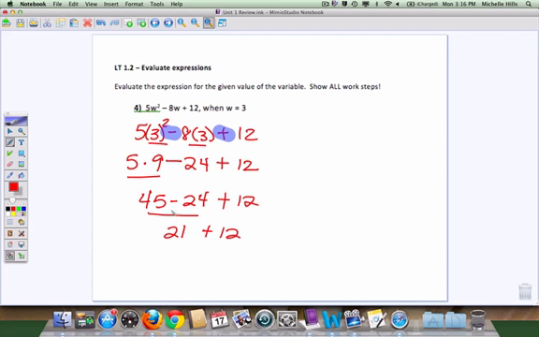Remember that one of the rules is, once you calculate a number, that has to be written down in the next step. You can't calculate it and then use it again in the same step. So finally, 21 plus 12 is 33, and I circle my final answer.